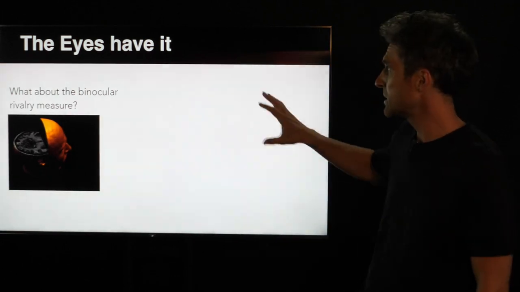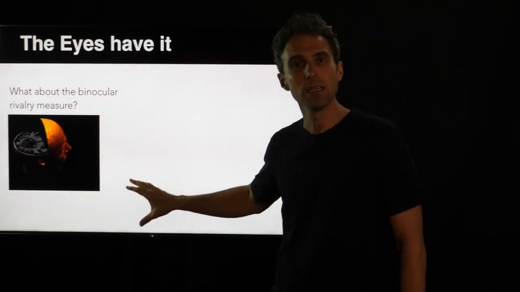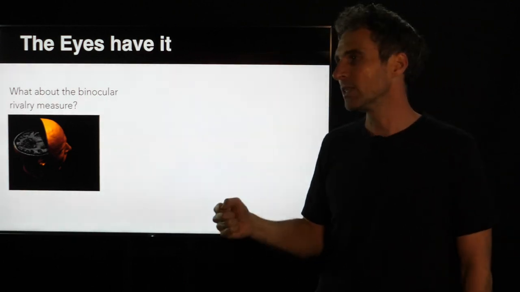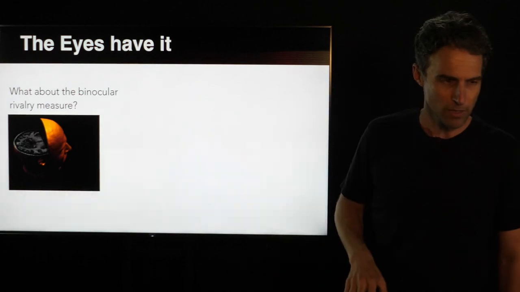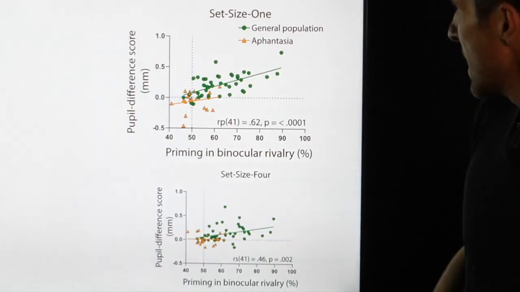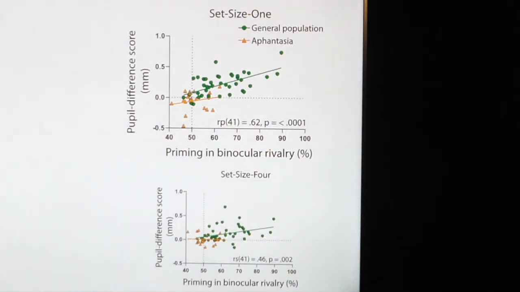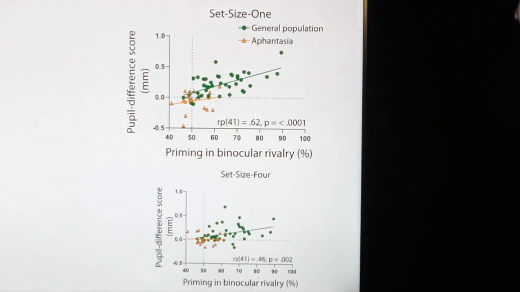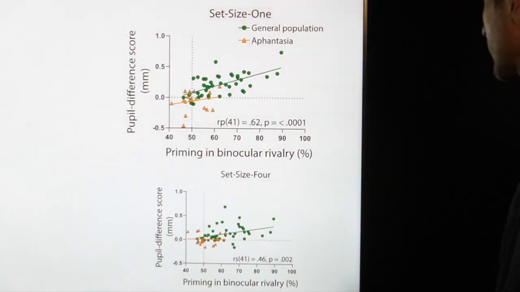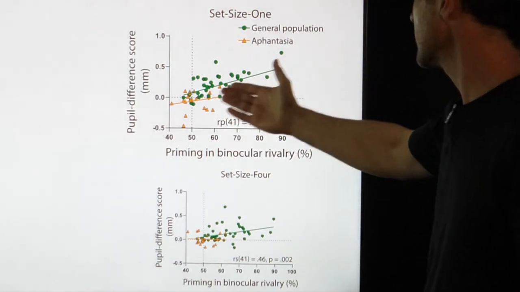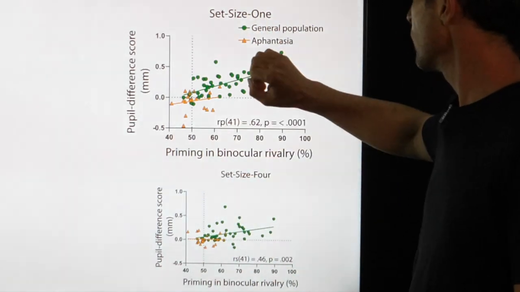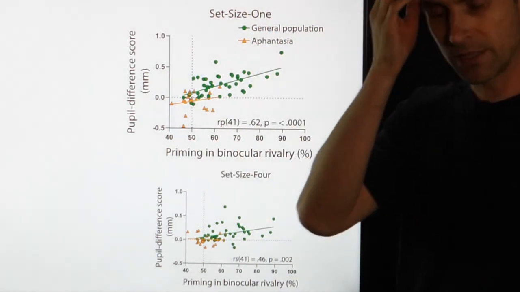And likewise, we can do a similar thing with our sensory measure of imagery strength, this binocular rivalry technique. We can map that onto the pupil data. And when we do that, in some correlation graphs here, we have the pupil difference score here, and on the horizontal, the priming in the binocular rivalry task I just explained. And you see this nice significant prediction there, for both set size 1 and set size 4, for those with imagery, not for those with aphantasia.